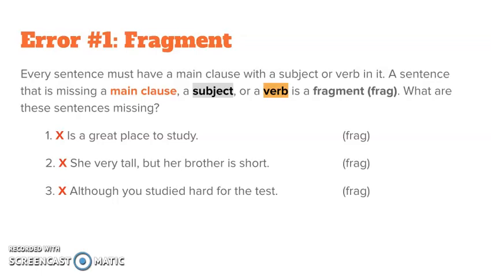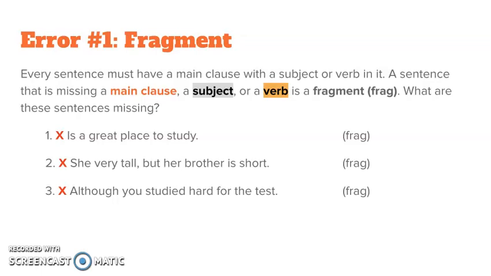Okay, error number one, fragment. Fragment just means part, not a whole thing. It's part of a thing, an incomplete thing. So we said before, every sentence has to have a main clause with a subject and a verb, right? So a sentence that's missing a main clause, missing a subject, or missing a verb is a fragment. It's incomplete, and that's a bad thing, okay? So take a look at these three sentences, pause the video if you want, and tell me, what are they missing? Why are they a fragment?